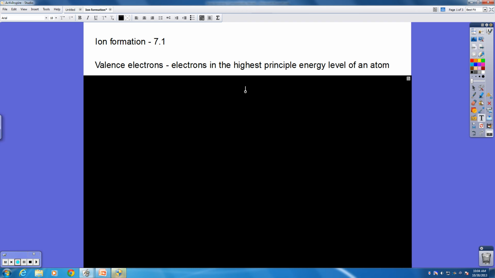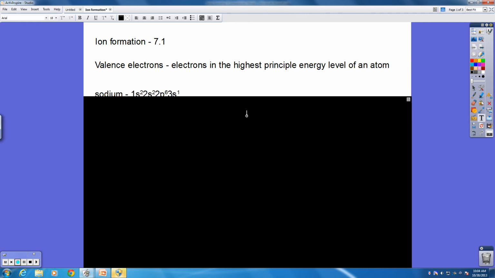And we've touched on that, and we've looked at the trends on the periodic table, excluding the transition metals, but we really need to understand what valence electrons are. So valence electrons are electrons in the highest principal energy level of an atom. Another way to say this is they are the outermost electrons. So let's look at what those would be.